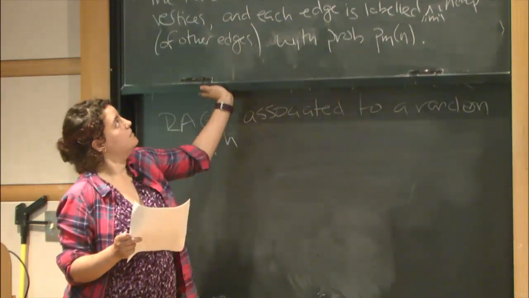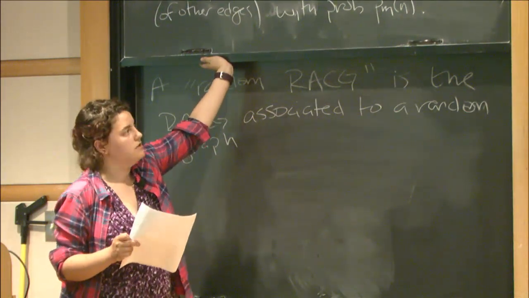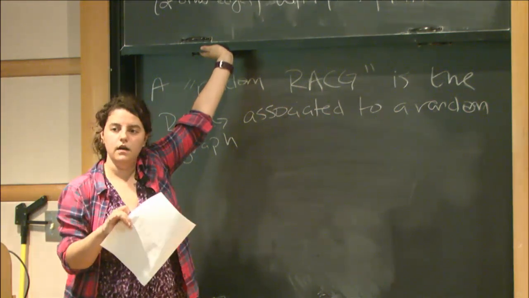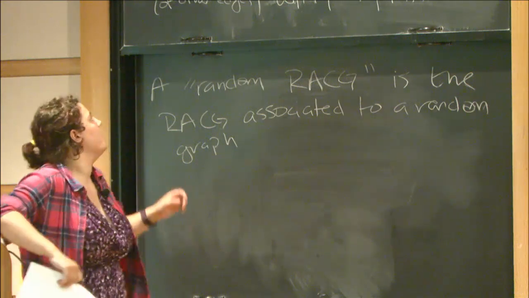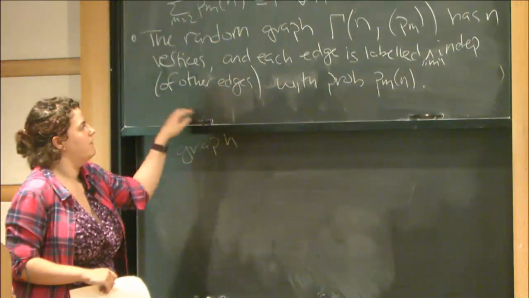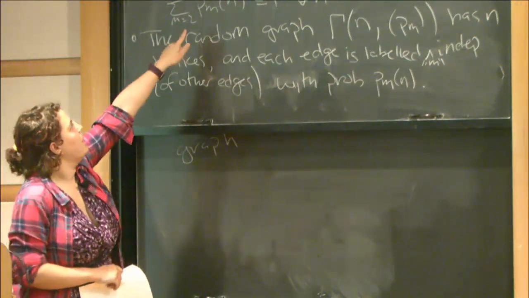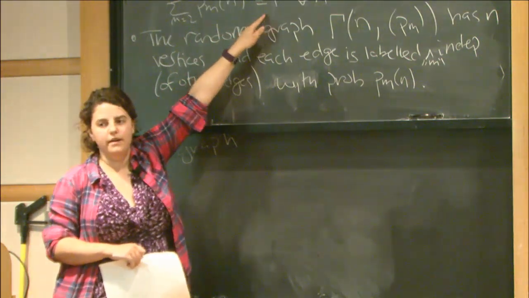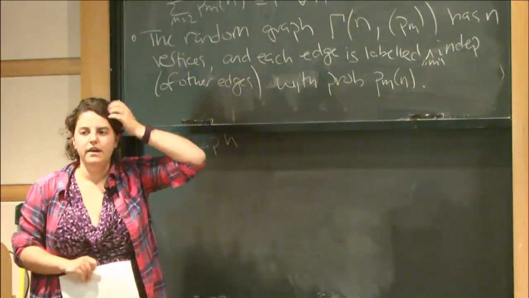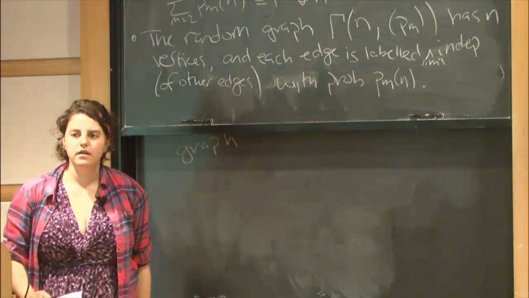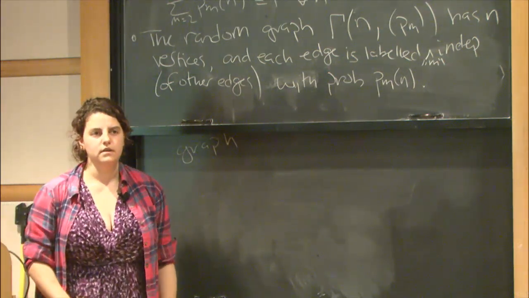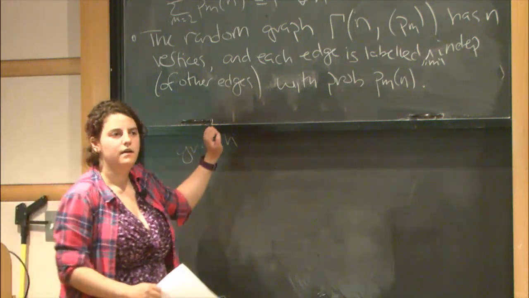Questions about this? Yeah. Oh yeah. So if you didn't pick a label, so the probabilities add up to less than or equal to 1, if you didn't pick any label, then there's an edge labeled infinity or a non-edge. Okay. Other questions? Okay.